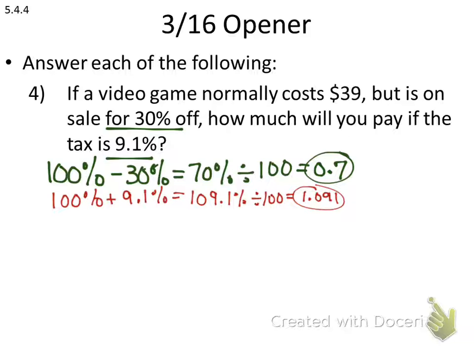So I take my original amount of $39, and times it by 0.7, and times it again by 1.091, because they're my multipliers, and I end up with, what's the whole number? Go ahead and give me the whole entire number that you got when you multiplied them together. I'll give you a second to multiply it back out and tell me.